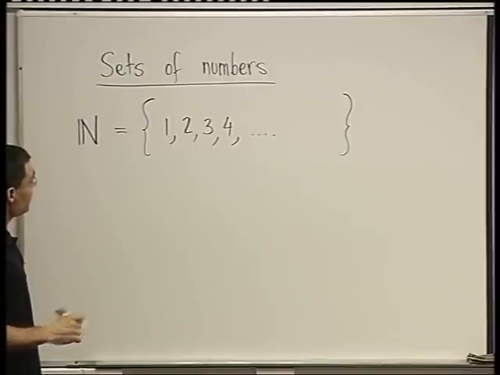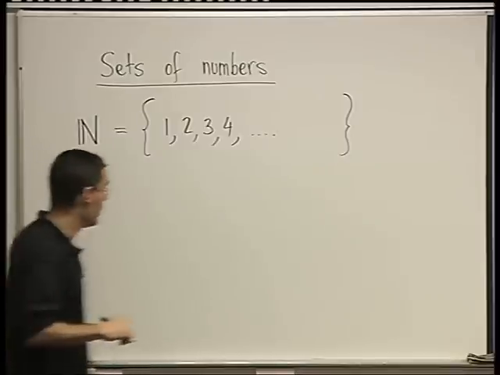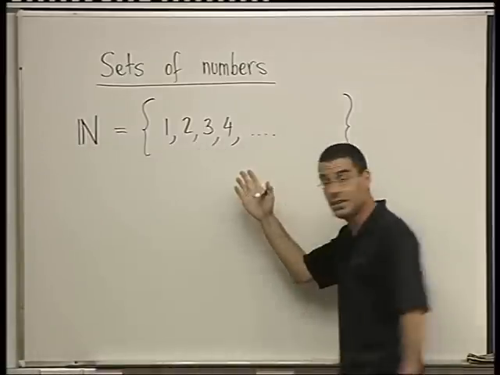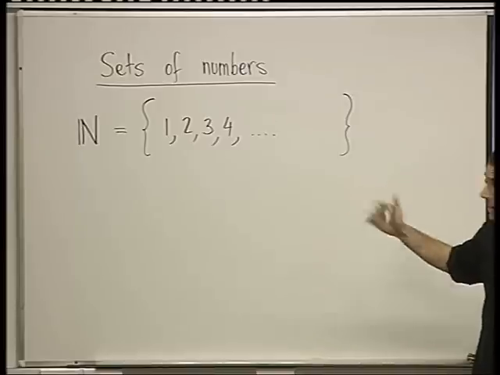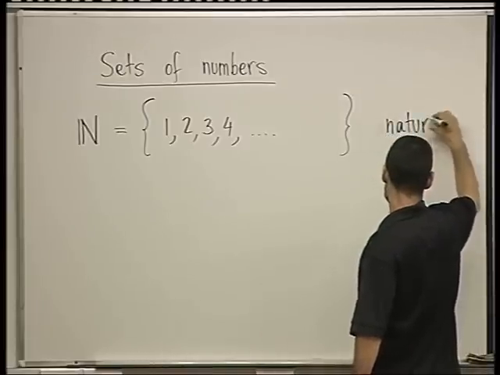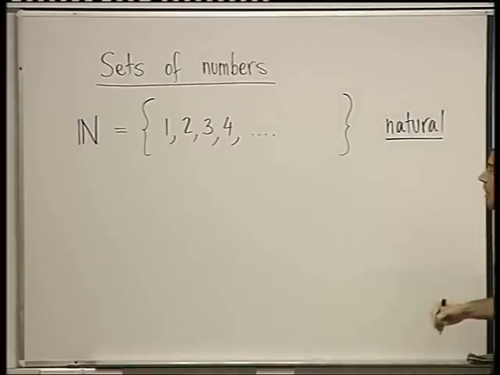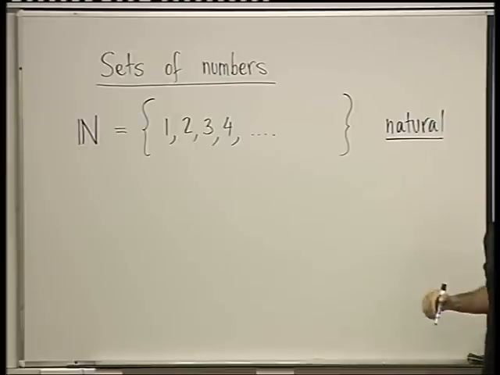And you know these ever since you were probably 2 or 3 or 4 years old. And in fact, you even know how to add these and subtract these and maybe multiply these. So these are called the natural numbers. And the letter N we use to indicate them comes from the word natural.